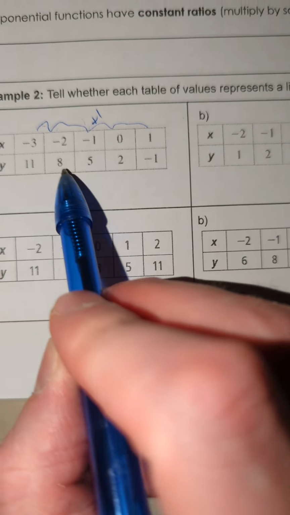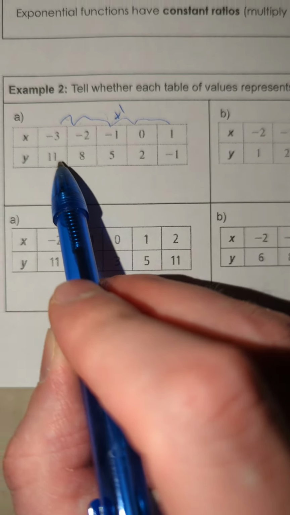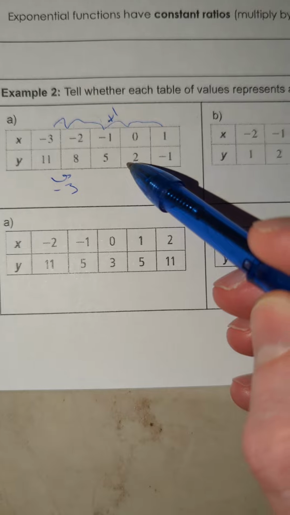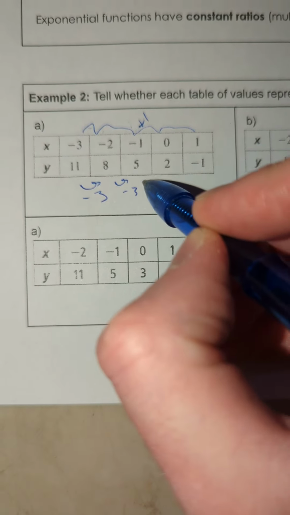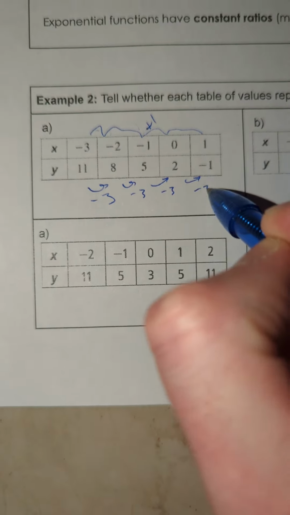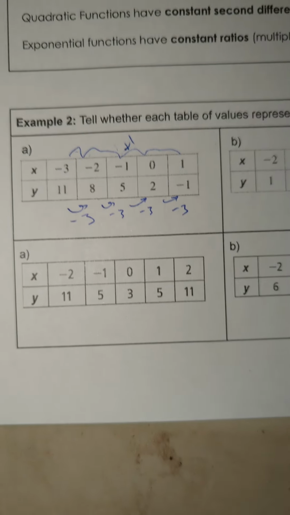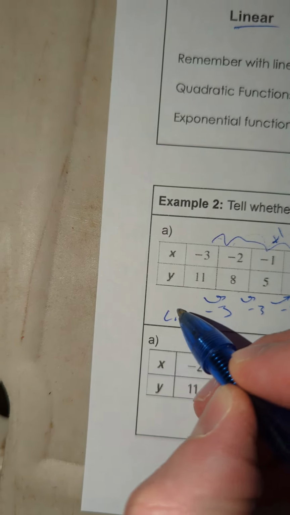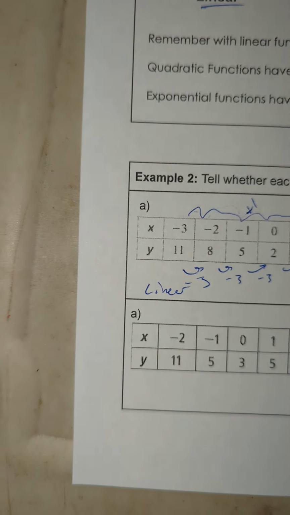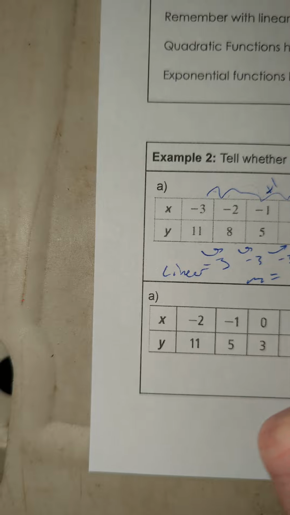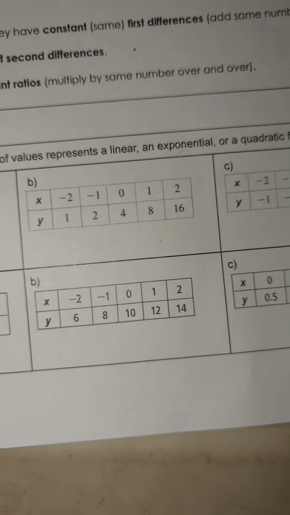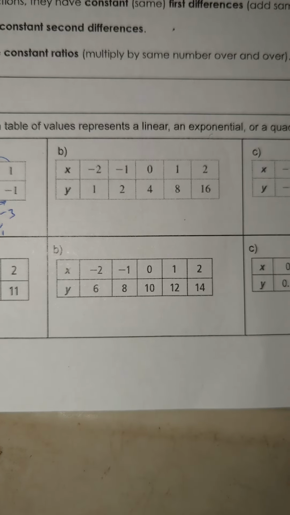Okay, what about the bottom? All right, well, I don't know a multiplier, so let's check a difference. This is down 3, down 3, down 3, down 3. So if it is consistent, we look back up and see that a common difference means linear. So we would say this is linear. I also want to point out that my slope would be -3/1, change of y over change of x.